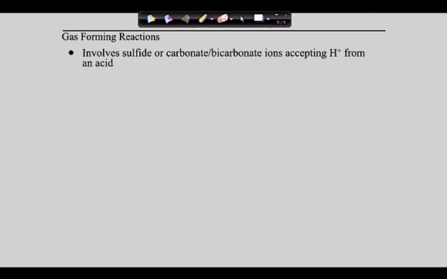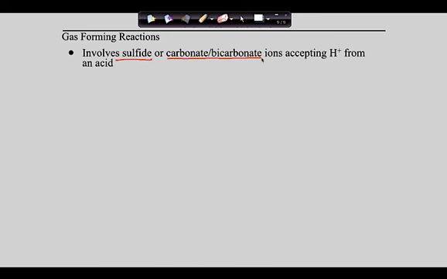So guys, just write this down. When we talk about the gas-forming acid-base reactions, these will always involve a sulfide or a carbonate or bicarbonate, one or the other. And now you know what bicarbonate means. And what will happen is this sulfide or this carbonate or bicarbonate will accept protons from an acid.